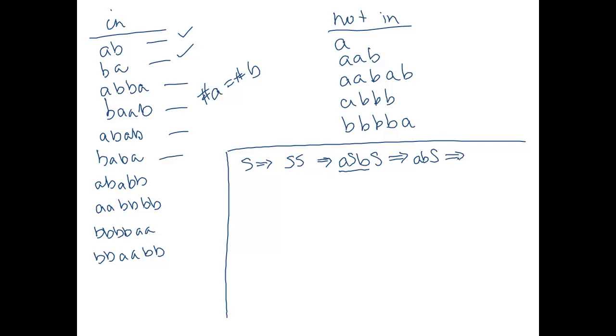And now let's replace the second S with BA. And I'm actually going to do two replacements in one, just so I can fit it on this line. So I'm going to replace this S with BSB, and then replace the S with an epsilon. So I'm going to end up with ABBA.